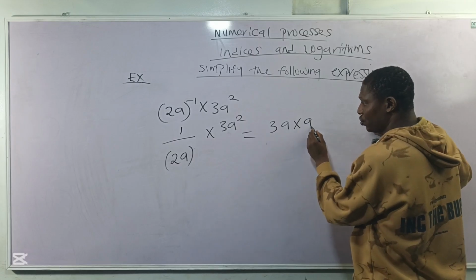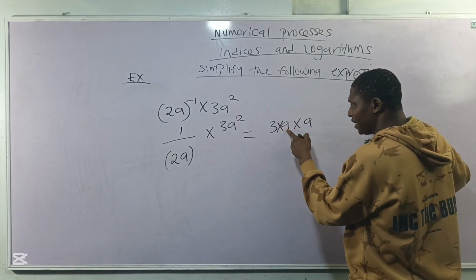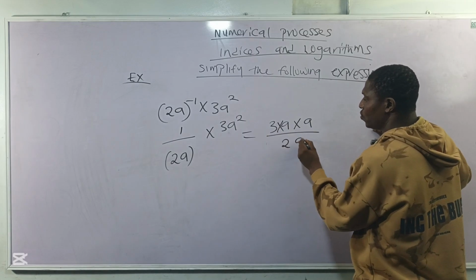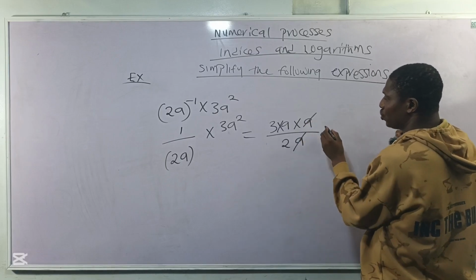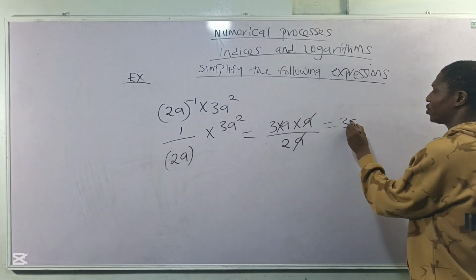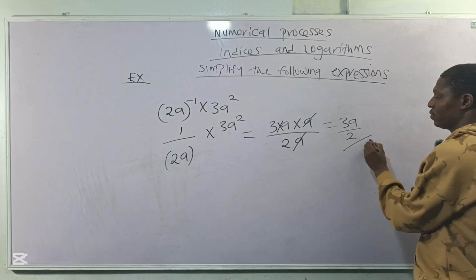So this can be written as 3a times a, which is 3 times a all over 2a. And this a can cancel this 2a, and my final answer will be 3a all over 2.